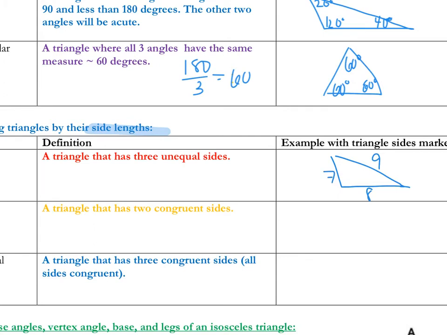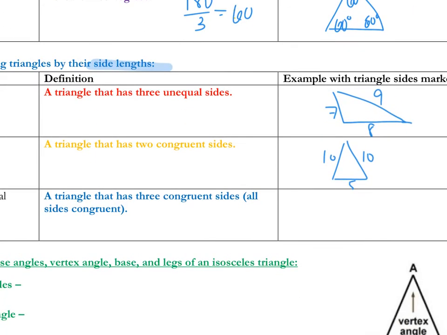A triangle that has two congruent sides is known as an isosceles triangle. So 10, 10, and 5. Notice that two sides are the same. And then an equilateral is very similar to the equiangular, but this time it's the side lengths that are all the same. So 5, 5, and 5.